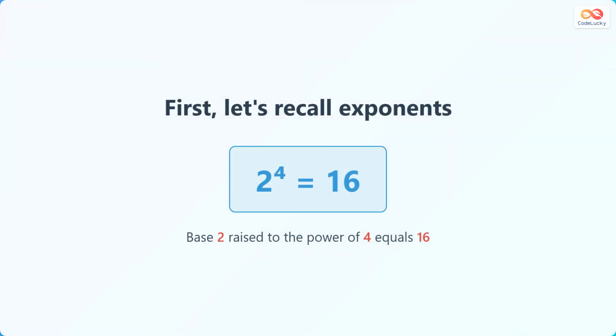Before diving into logarithms, let's quickly recap exponents. For example, consider 2 to the power of 4, which equals 16. In this equation, 2 is the base, 4 is the exponent, and 16 is the result of raising 2 to the power of 4.